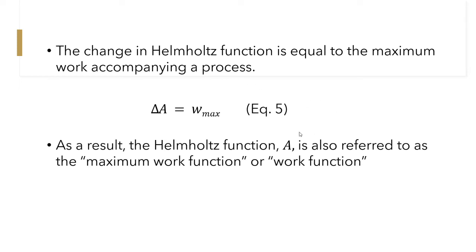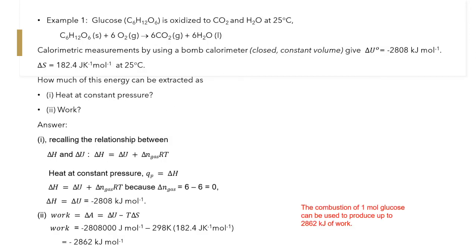Okay, so A is sometimes referred to as the maximum work function, or work function. Hence you have seen here, delta A doesn't only signify the spontaneity of a process, it also signifies the work done by the system. So let's look at an example of how we can actually apply what we have learned.